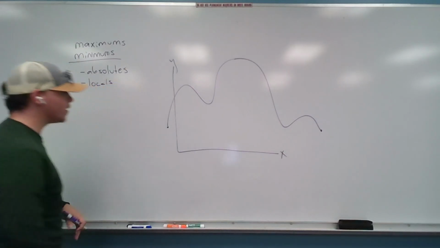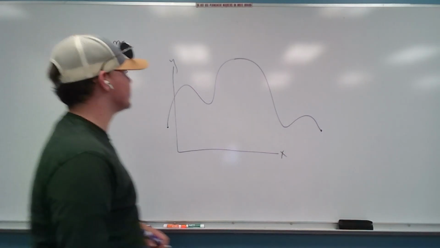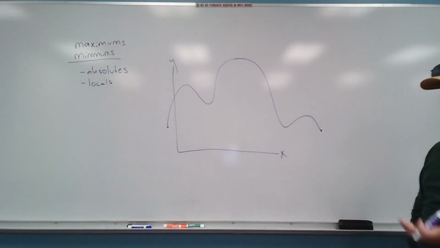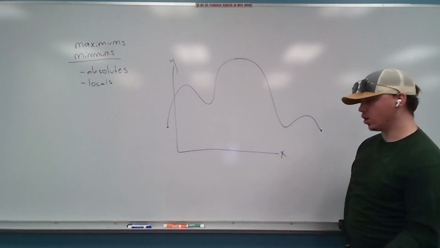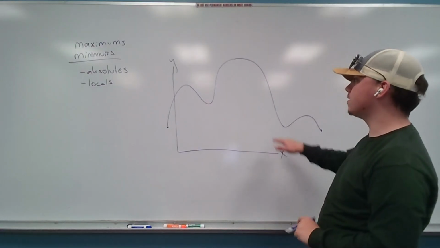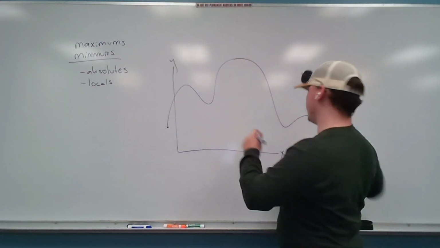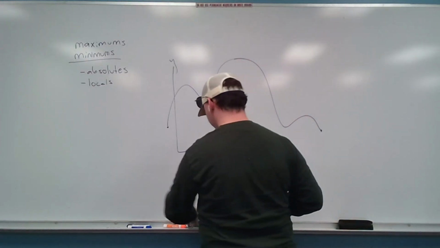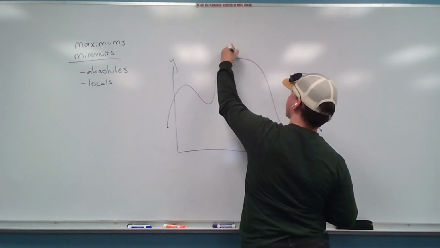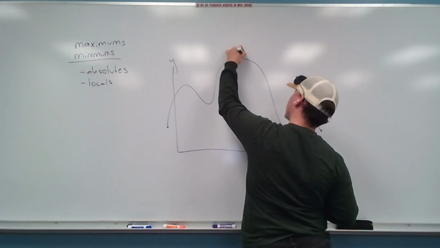An absolute maximum or minimum is the point on the graph at which you have the very highest or the very lowest value. So the very highest on this one is obviously at the top of this peak. I'll just mark it right there. This is our absolute maximum.